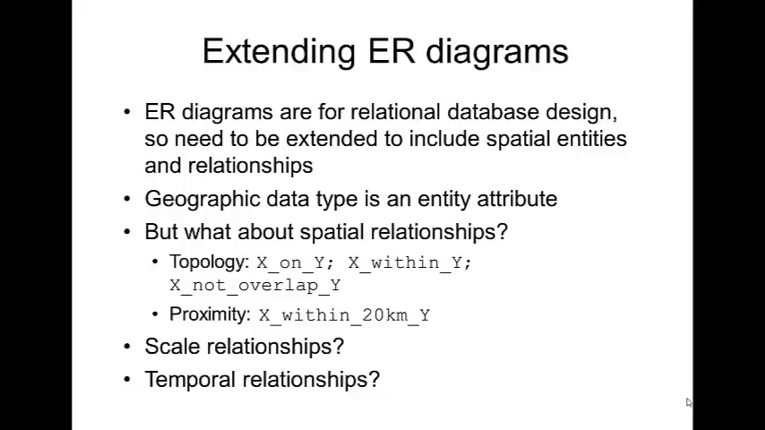And things like X must not overlay Y. So district councils are independent entities that share common boundaries, so therefore no district council polygons can ever overlap. There also may be proximity relationships. For example, X must be within 20 kilometres of Y for some reason, whatever that may be. There are also perhaps relationships which vary with scale. And how do you include temporal relationships between entities in an ER diagram? ER diagrams are not designed to represent either scale relationships or temporal relationships.